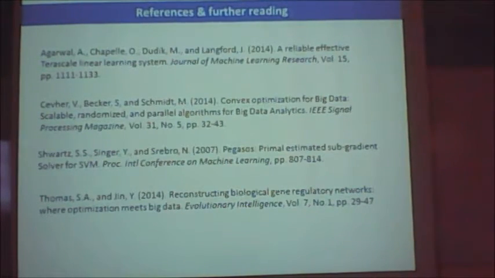If you are going deeper into optimization and so on, there's a paper from IEEE Signal Processing Magazine on convex optimization for big data. And there's already an algorithm called Hogwild, which is a parallel implementation of SGD. So that is already there. I think it's mentioned in one of these papers here.